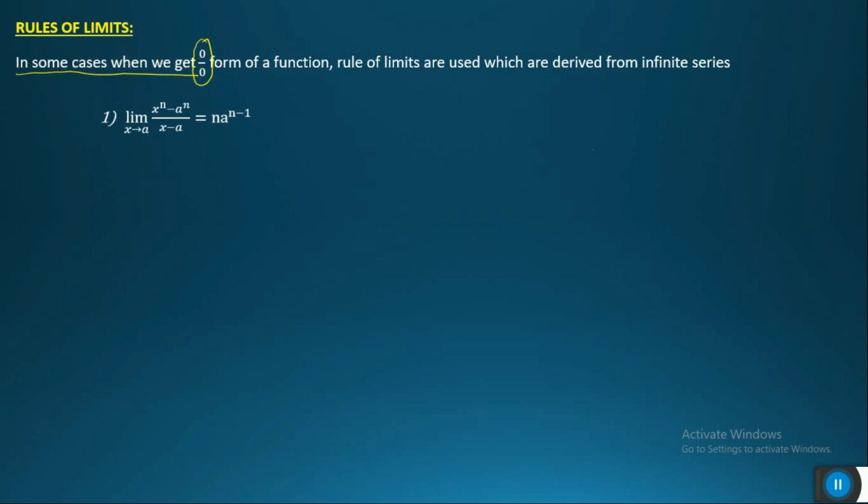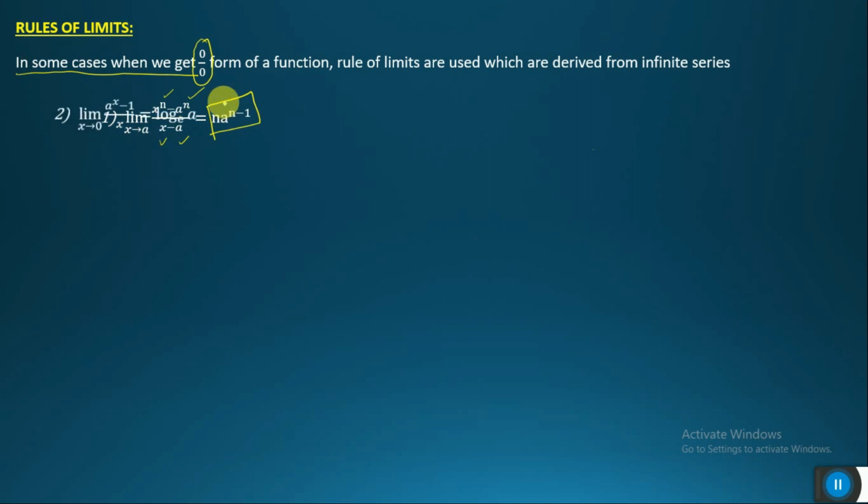So the first one is, whenever you have a situation, I'll show you a problem on each of them. Whenever you have a situation like limit x tending to a of x to the power n minus a to the power n by x minus a, this should be written as n a to the power n minus 1. n is this power, and a is raised to the power n minus 1.